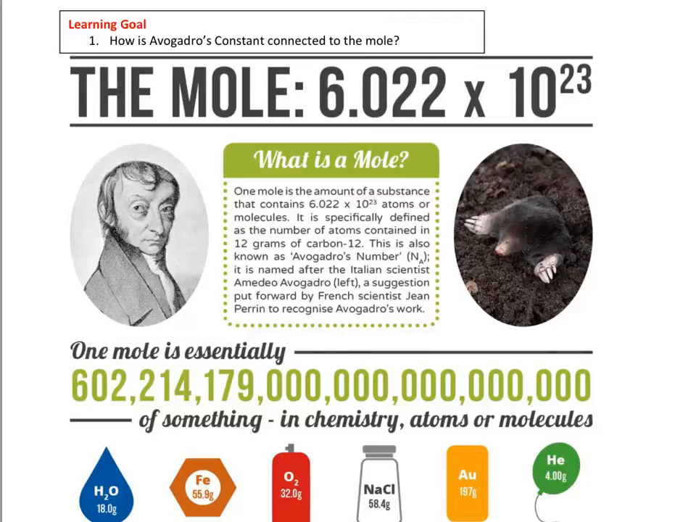Now, the person here is Amedeo Avogadro, and this is the person credited with coming up with Avogadro's constant, which is equivalent to 6.02 times 10 to the 23. Again, 6.02 times 10 to the 23 is not itself a mole. It's just the number of things that are in a mole.